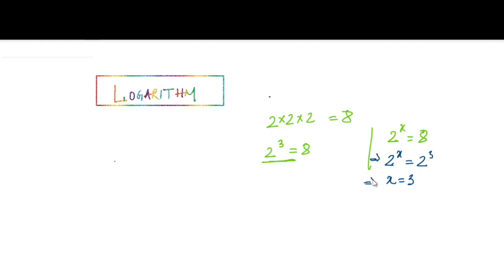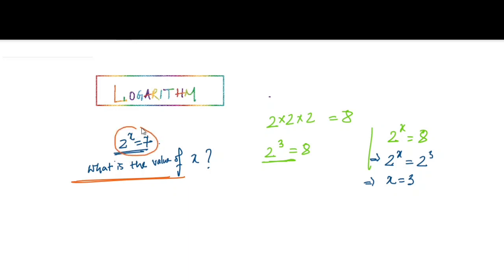Now what if I ask you that 2 to the power x equals 7? What is the value of x? To answer this question, we face many difficulties because the value of x will come in decimals, right? But we have to define that. For this, logarithms come into play, so that these indices we can express in terms of logarithm.